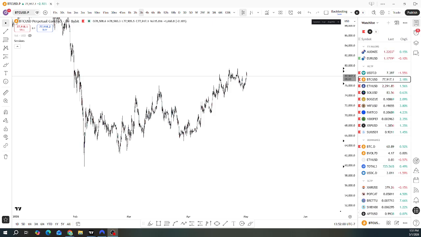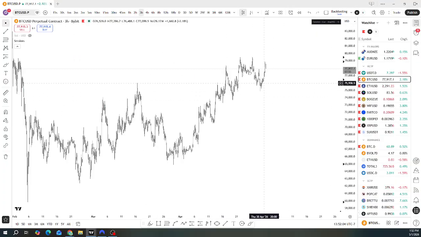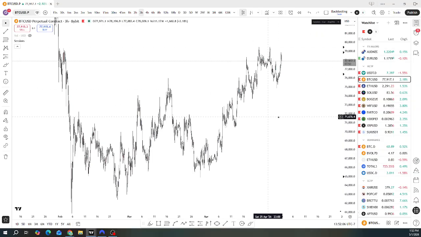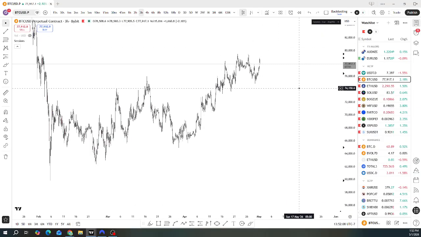Yo, back with another post-trade analysis. Took a trade on Bitcoin recently, and I'm going to be going over it real quick. It's a pretty simple process here.